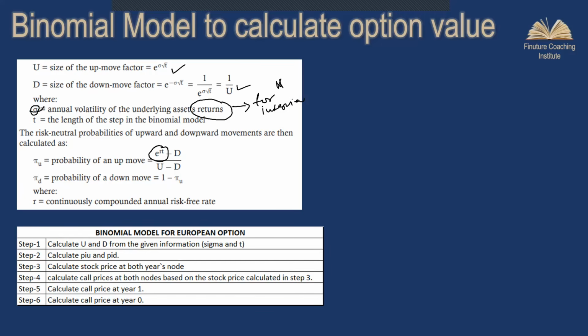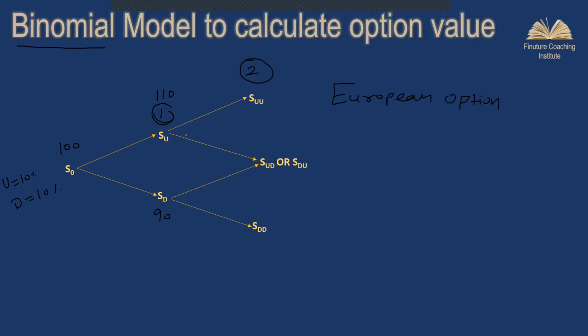Basically, going back to my earlier example, this gives the probability of the stock price going to 110, and this particular node gives the probability of the stock price going to 90. So they are the corresponding probabilities.